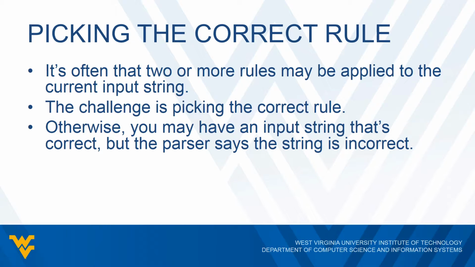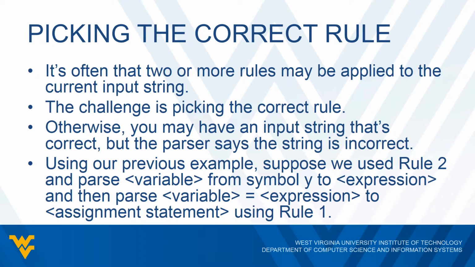Well, we'll get to that in a little bit, but let me show you an example of what happens when you do not pick the correct rule for some statement. In our last example, let's say we used rule 2 to parse variable from symbol y. So let's use that rule and convert it to an expression. Then we'll parse variable equals expression to our assignment statement. So instead of making y plus z the expression, we're going to make just y the expression. Let's see what happens when we do that.